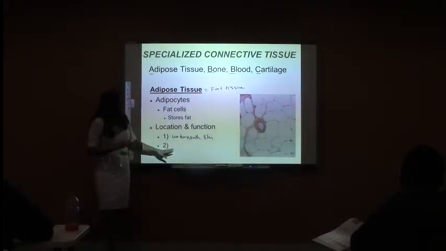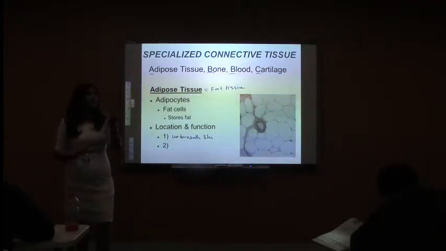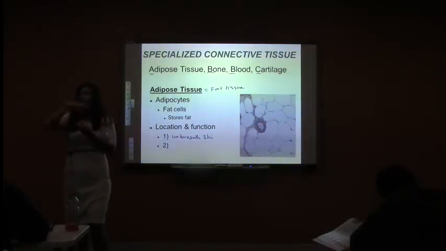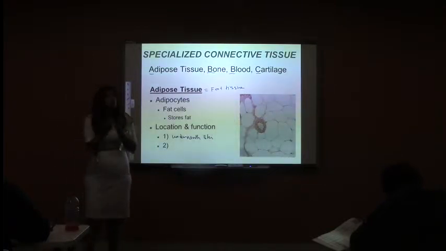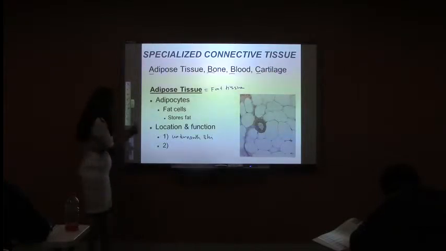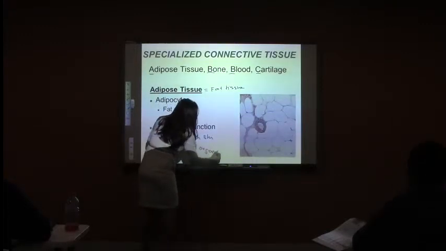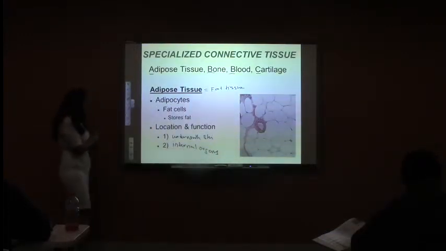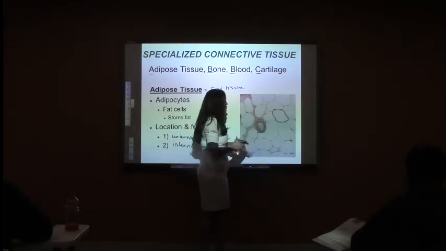So it insulates. Another location is around internal organs. If you take a heart, it will have a fatty covering. If you take a liver, it will have a fatty covering. So it's found right underneath the skin, plus around internal organs. When it's found around internal organs, it's there for protection and cushion.